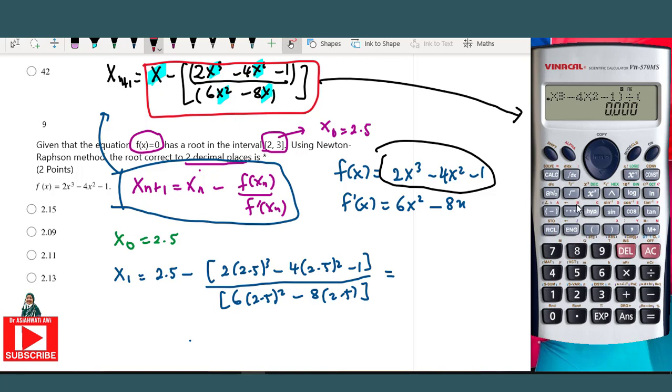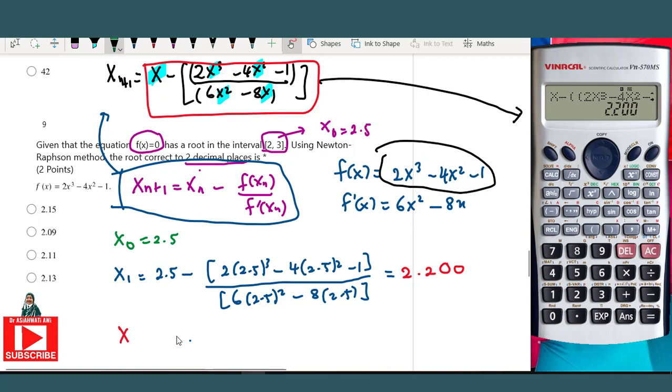Below here, 6 alpha x minus 8 alpha x. Close for the denominator and close bracket for the second time for all. Okay, the next step, hit the button calc. What is x? X is equal to 2.5. So the answer is 2.200.